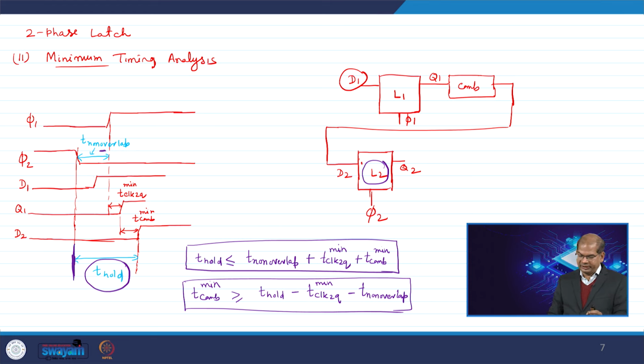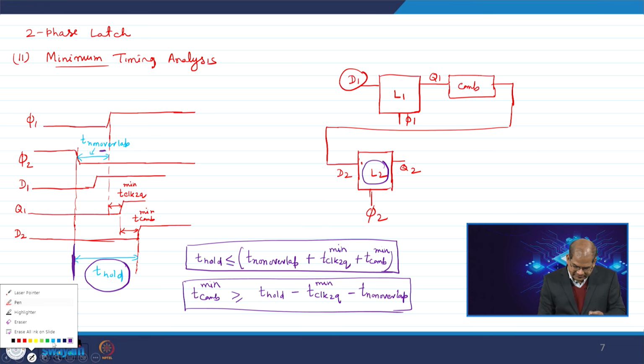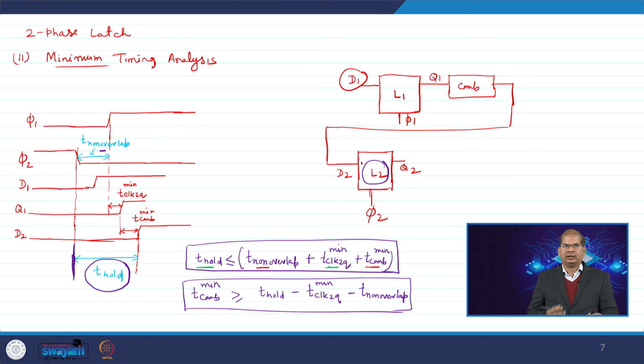Okay. So, the point here is that your t hold should be less than your t non-overlap plus t clock to q minimum plus t combinational. When you are using a latch from a standard cell library, you do not have anything to play with regarding the hold time given by the latch itself, and also clock to Q minimum you cannot change. These two, as a designer, you cannot change. However, the other two parameters, t non-overlap and t combinational delay, are in the hands of a circuit designer. So, we can use the t non-overlap or t combinational minimum to satisfy our hold requirement.